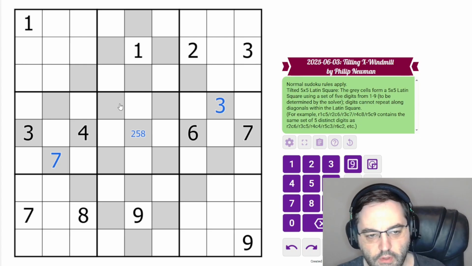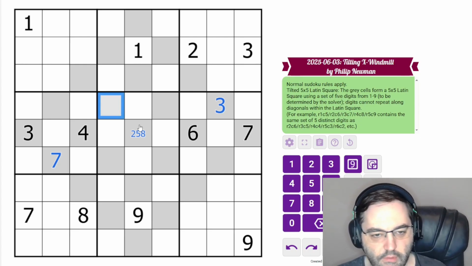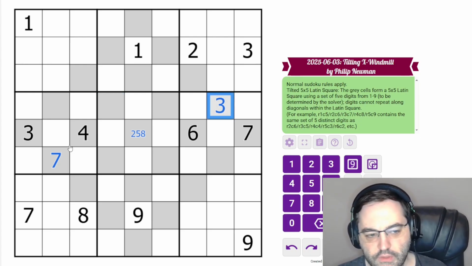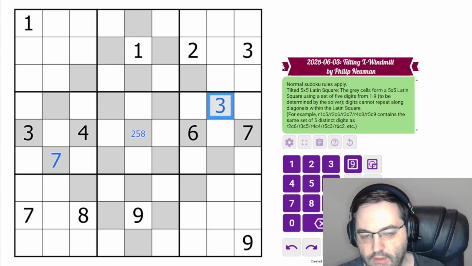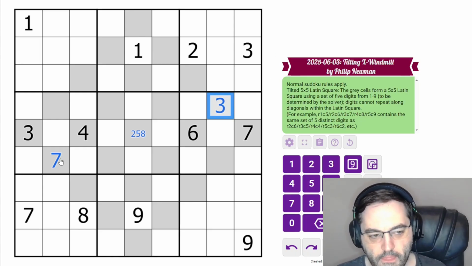The next place I want to look, though, just because it's a different type of deduction, what we just did, these are hidden singles. We had this diagonal of the Latin square, and it needed a 3, and this was the last place 3 could go. This was the last place 7 could go, here.